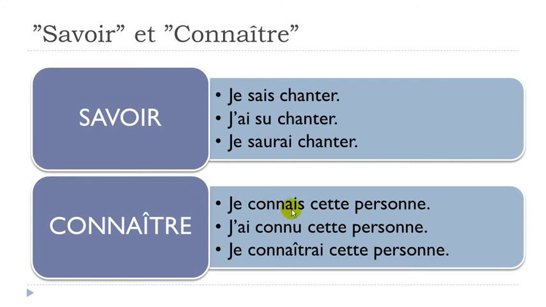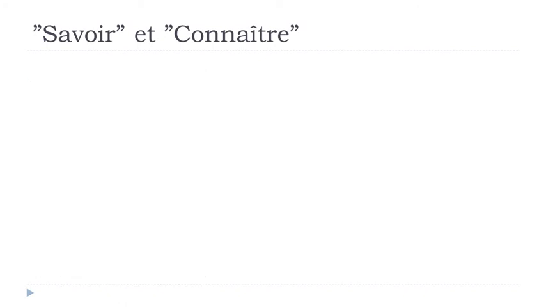Je connais cette personne. So connaître, to know. And then cette personne: person is feminine, so you should put it at the feminine, cette personne. Je connais cette personne. Passé composé, j'ai connu cette personne, and then the future form, je connaîtrai cette personne. So it's not that difficult.